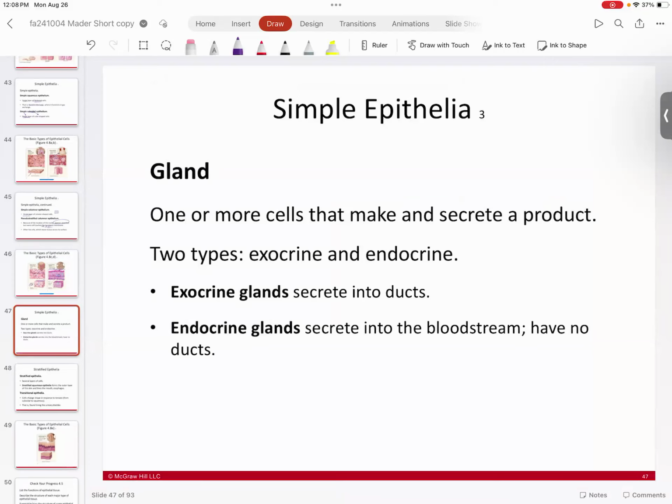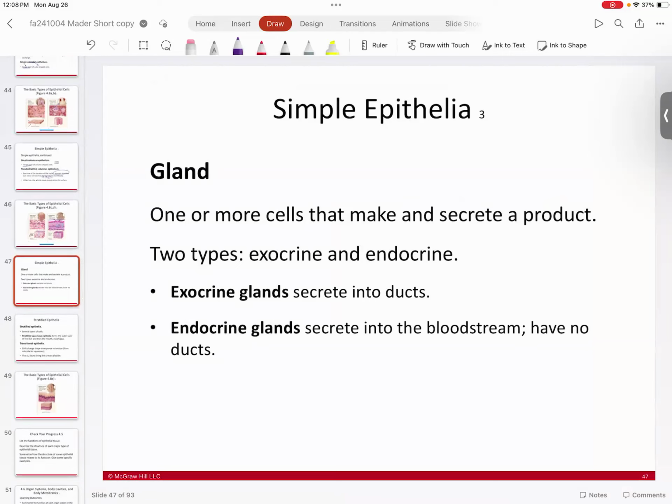Now then, when you take a look at simple epithelium, let's take a look at the glandular effect. So far we've been talking mostly about liners, but now we want to talk a little bit about glands. When we take a look at glands, the idea here is that you're going to be secreting some sort of product. You're going to be getting something out. And there are two different types of glands that we see: what's called exocrine, or outside, and endocrine, which means inside.